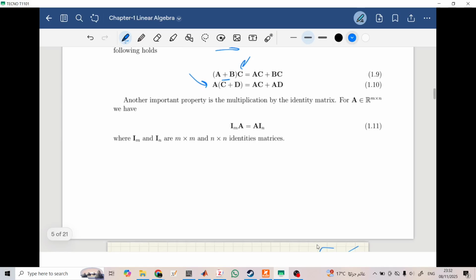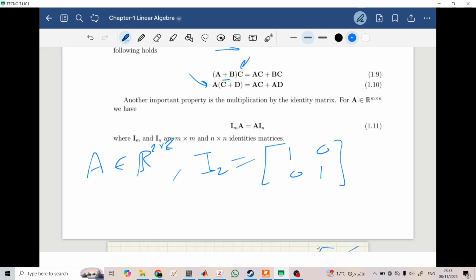Now we introduce an important matrix, which is the identity matrix. The identity matrix is a special matrix. It's usually square. So let's say here A is a 2 by 2 matrix, so A belongs to R to the power 2 times 2. Then I2 equals what? 1, 0, 0, 1.